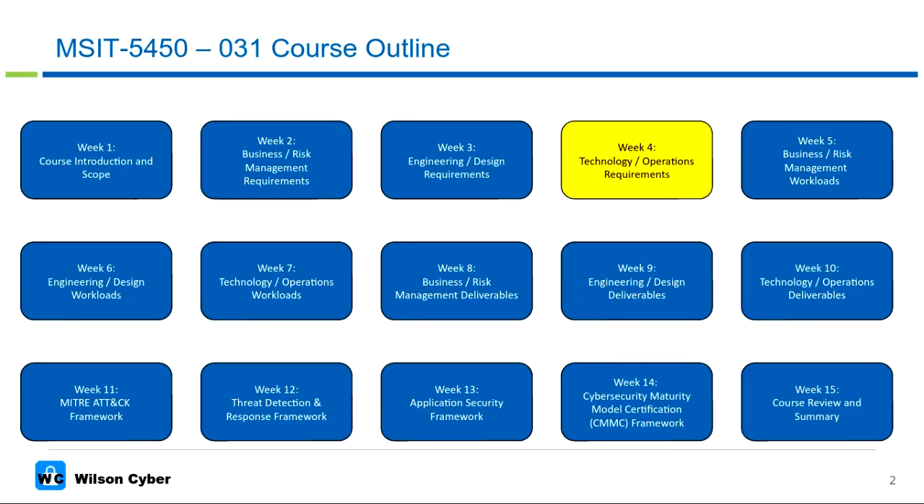Here's the course outline. Week 1, course introduction and scope. Weeks 2, 3, 4, we talked about requirements. In week 2, business risk. Week 3, engineering design. In today's lecture, week 4, technology operations. Weeks 5, 6, 7, we talk about the workloads. Week 5, business risk. Week 6, engineering design. Week 7, technology operations. Weeks 8, 9, 10, we talk about the deliverables. Week 8, business risk. Week 9, engineering design. Week 10, technology operations. And then the last 4 lectures, weeks 11, 12, 13, 14, we talk about new capabilities that are occurring in cybersecurity.